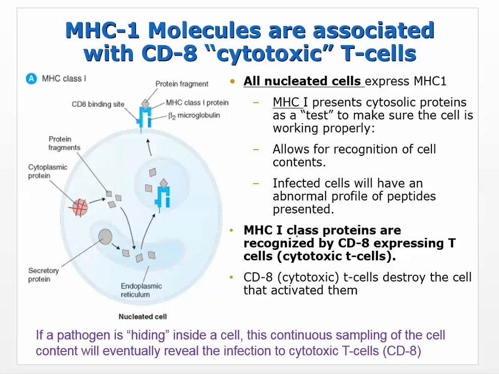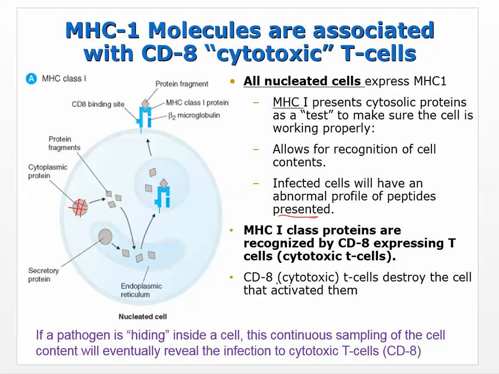That's the way I remembered it. Okay, so infected cells will have an abnormal profile of peptides presented, and so they will be killed. MHC1 class proteins are recognized by CD8 expressing T cells. I know repetition, but it helps, right? Or it works. You may be tired of it.